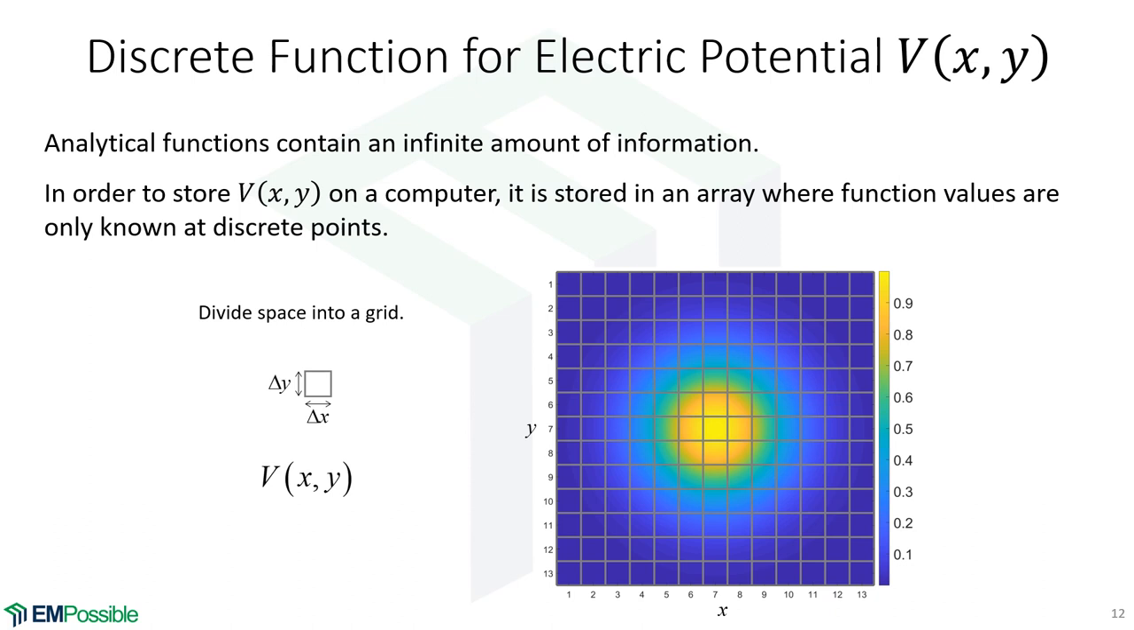And I'm showing something here that's 13 by 13 cells. Each one of these cells has a width. We call that delta x. So it's size along the x-axis. It also has a height, and we call that delta y.